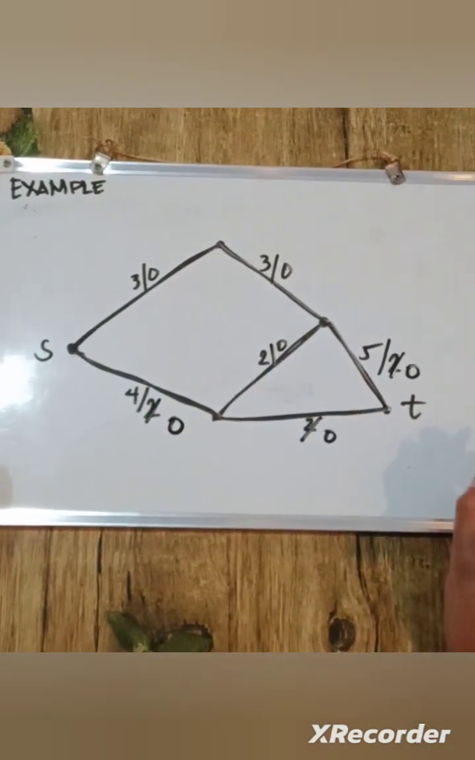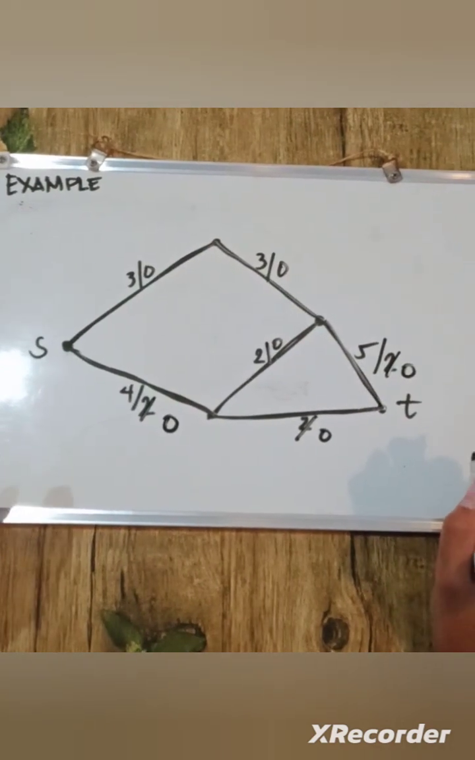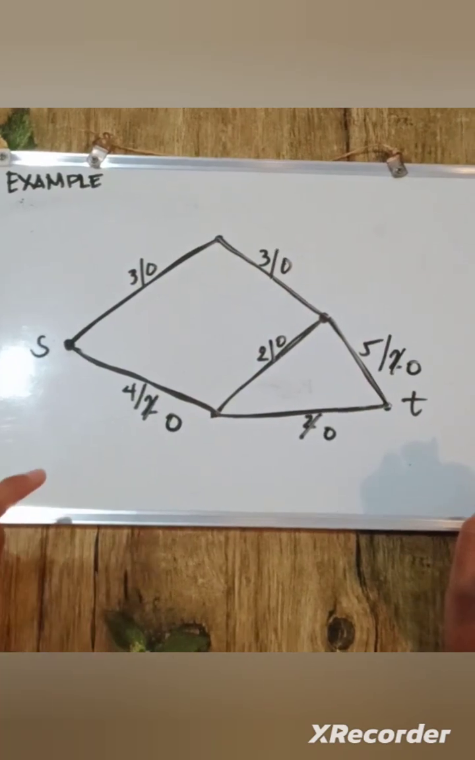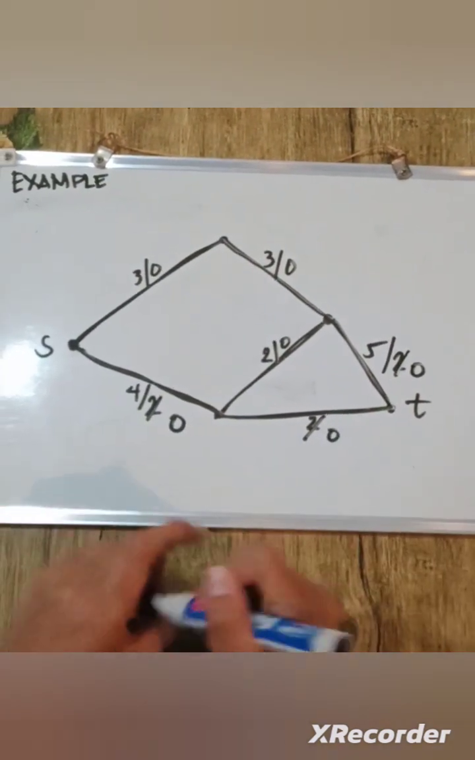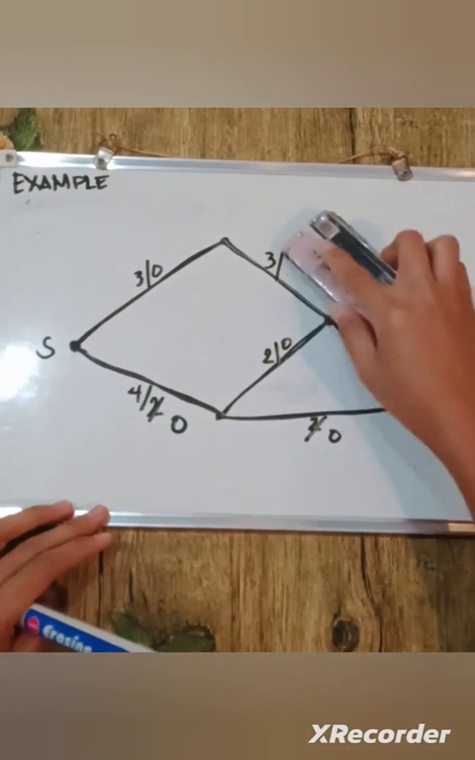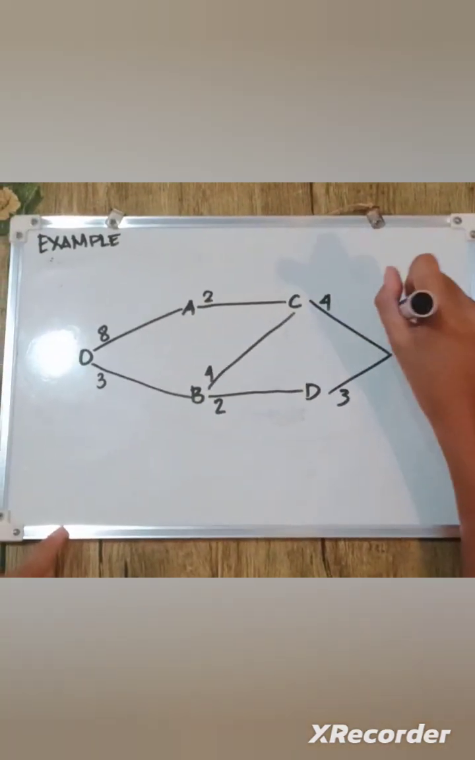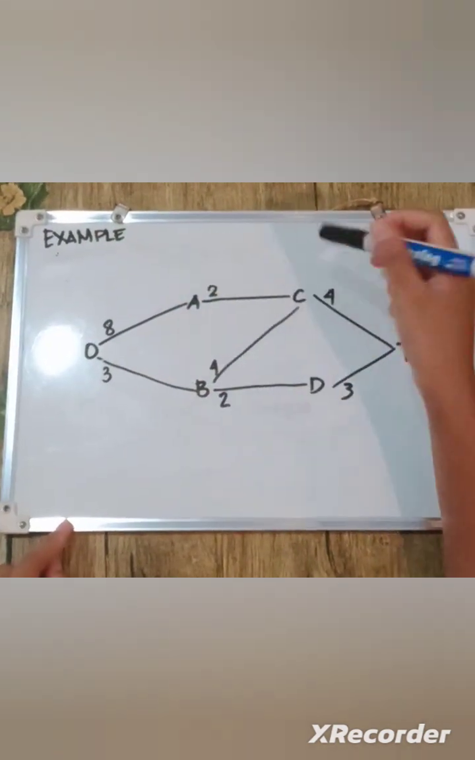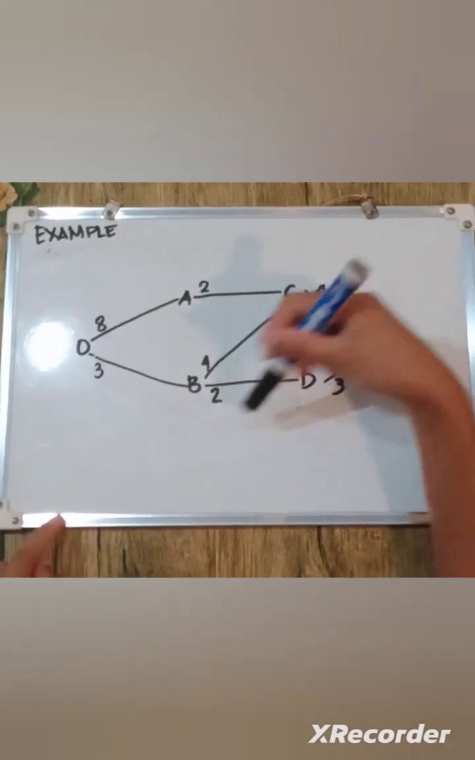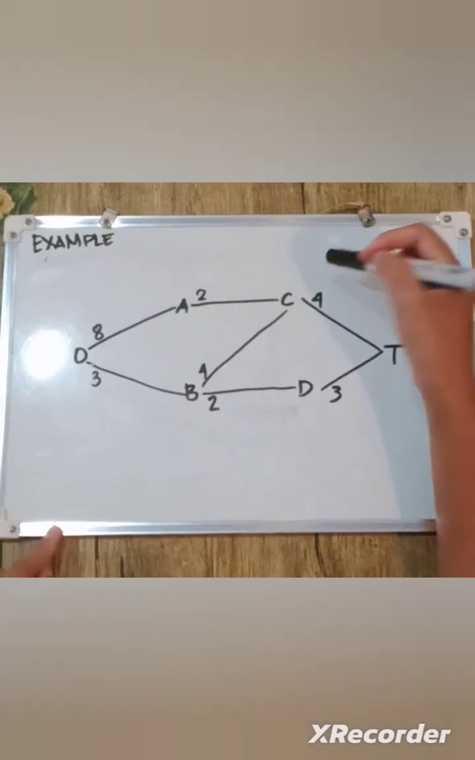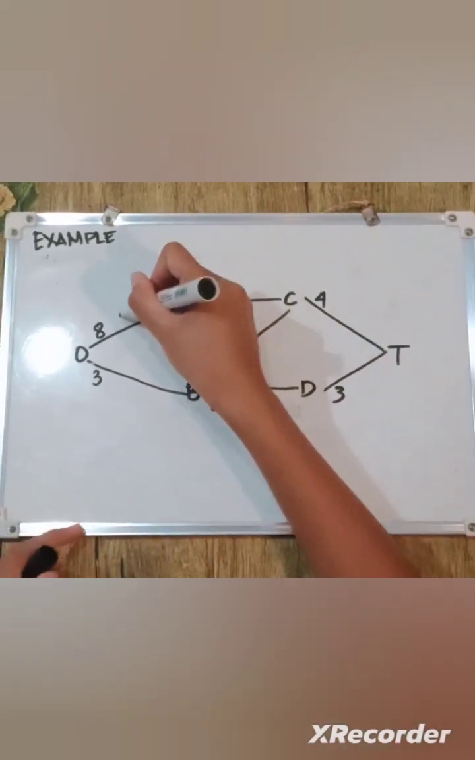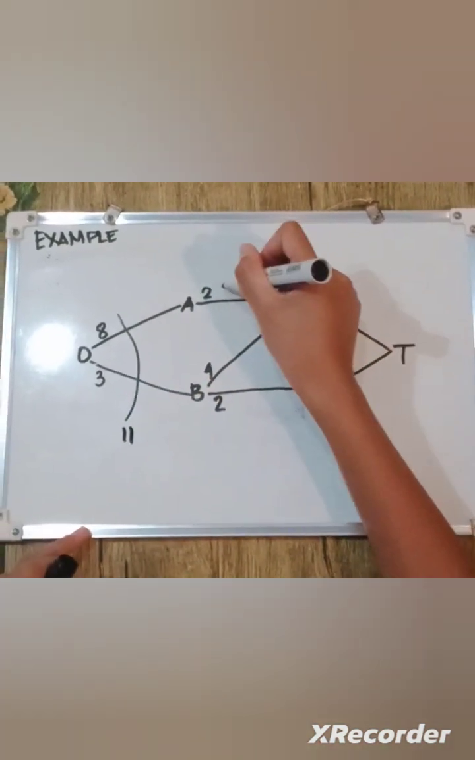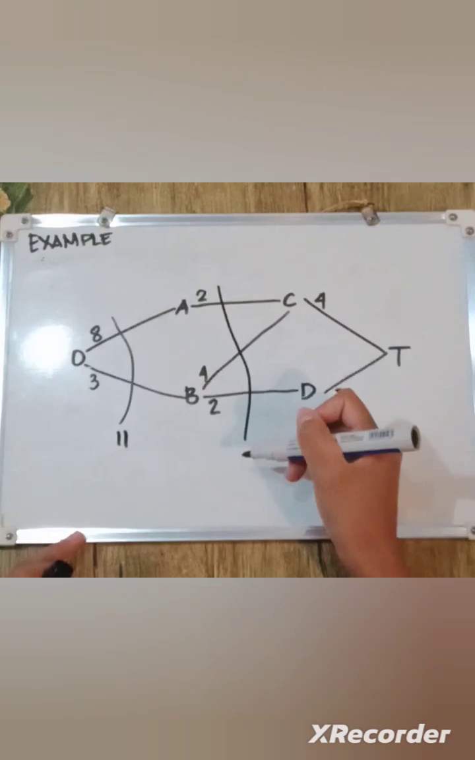Then, another way, if we have the idea of the minimum cut, we have this one. Here is another network, another example. So we have O, A, C, T, D, and B. To find the minimum cut, we have first 8 and 3. We have 11. And then 2, 4, and 2. We have 8.